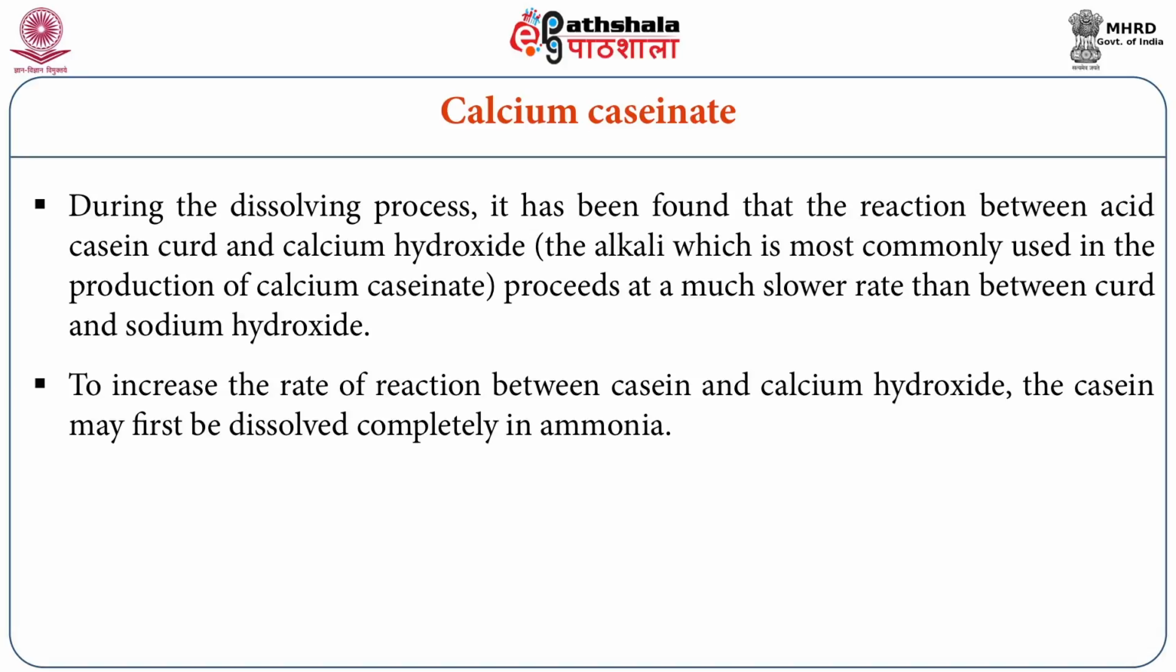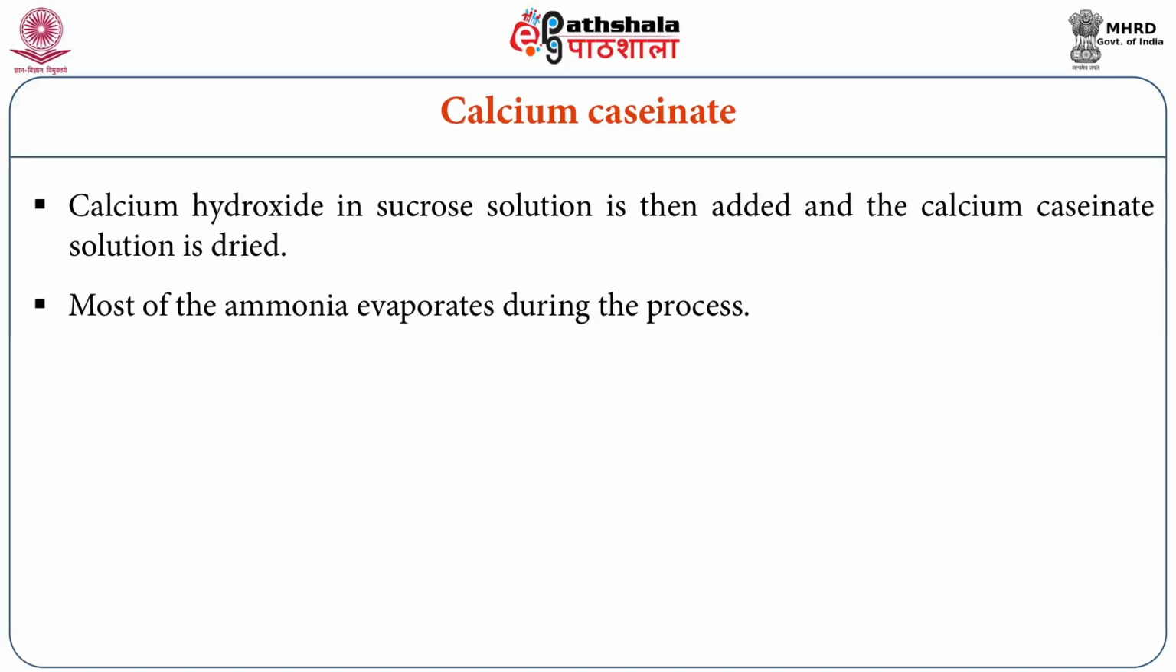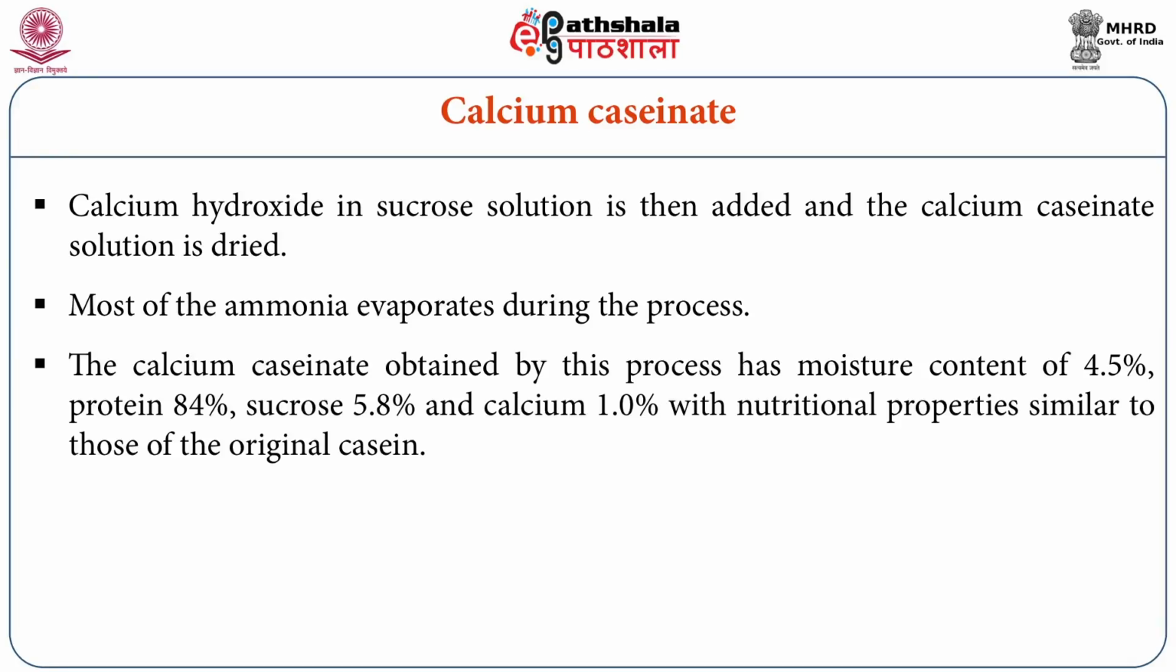To increase this rate of reaction between casein and calcium hydroxide, the casein may be first dissolved completely in ammonia. Calcium hydroxide in sucrose solution is then added and the calcium caseinate solution is subsequently dried. Most of the ammonia evaporates during this drying process. The calcium caseinate obtained by this process has moisture content of 4.5%, protein content of 84%, sucrose 5.8% and calcium 1%, with the nutritional properties similar to those of original casein.